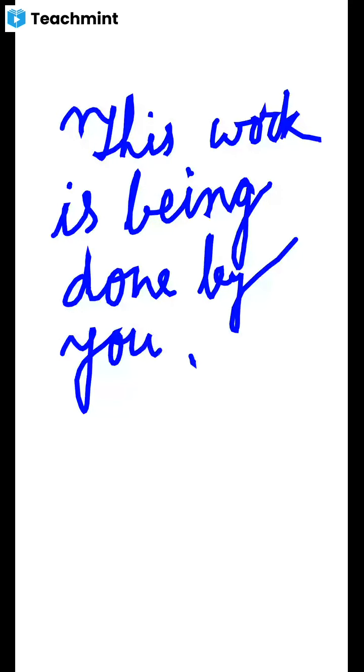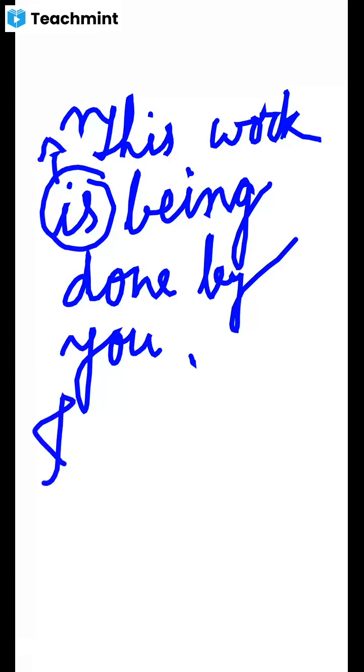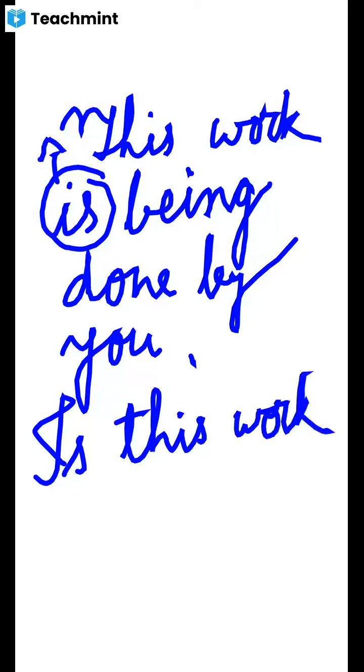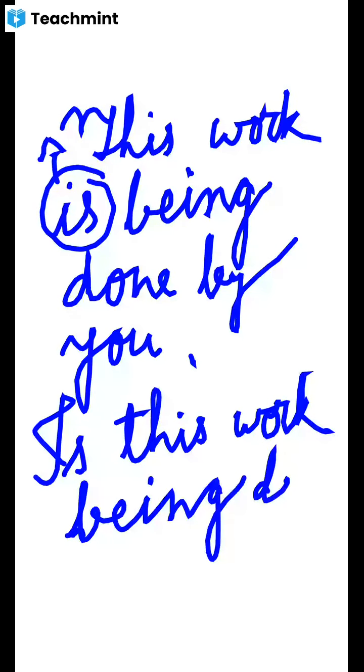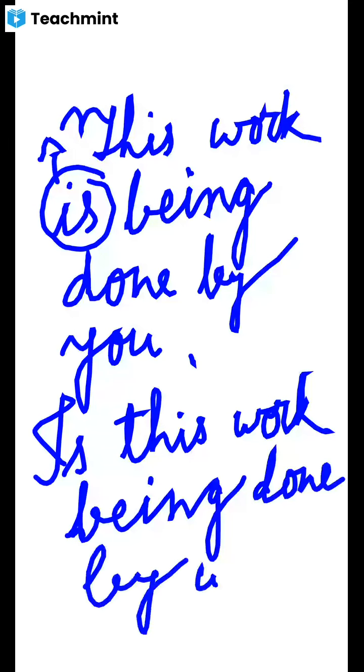Now, when you change this sentence into a question form, what will be the question? Is this work being done by you? Yes, very good. This work is will go before this work. So this is the answer. Is this work being done by you?